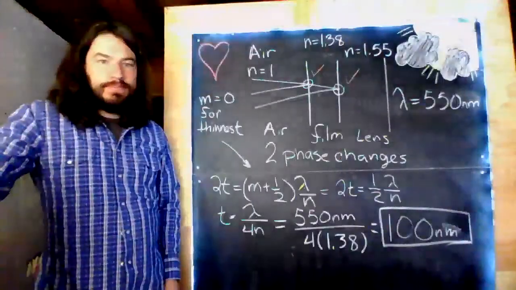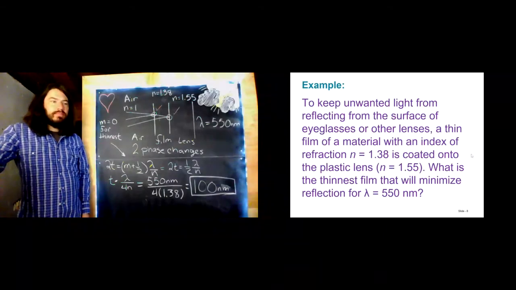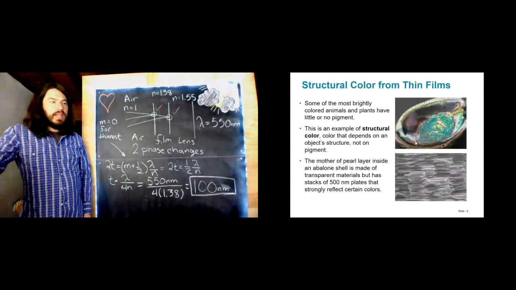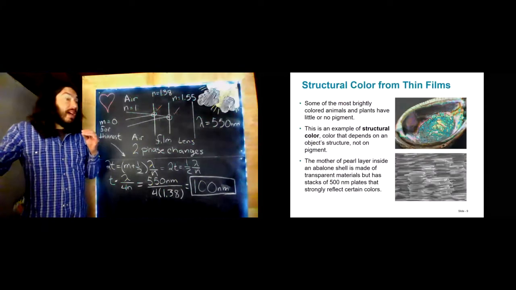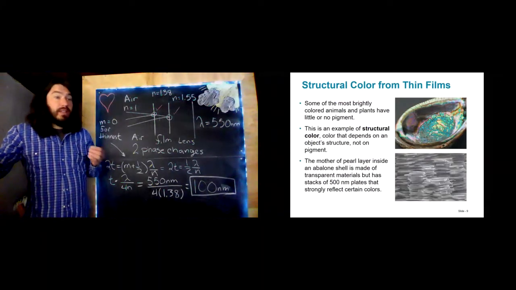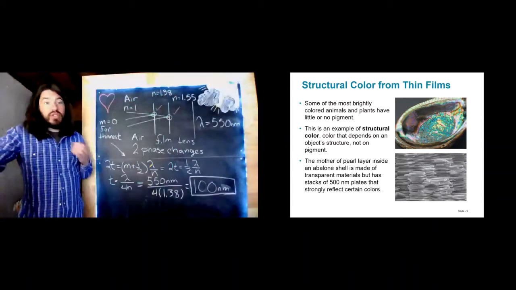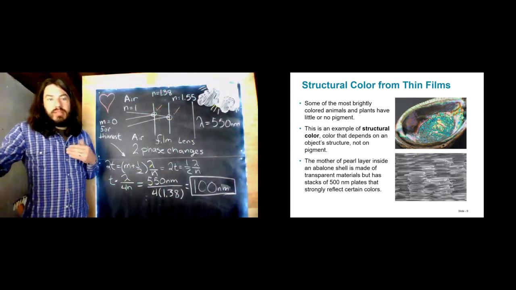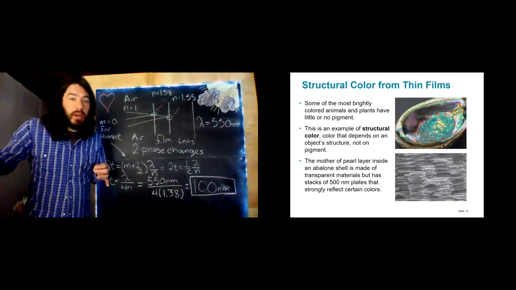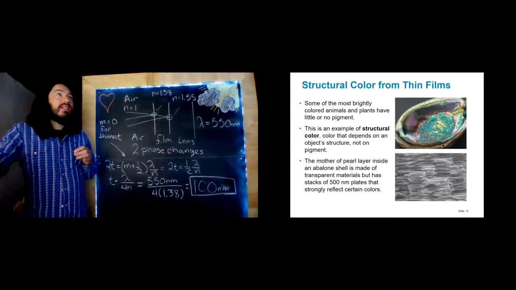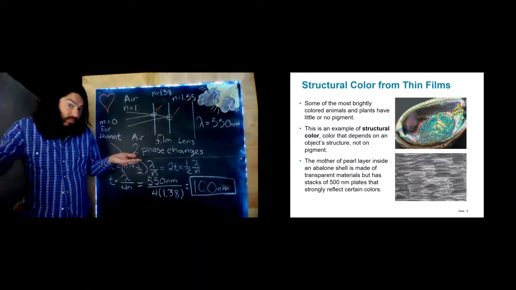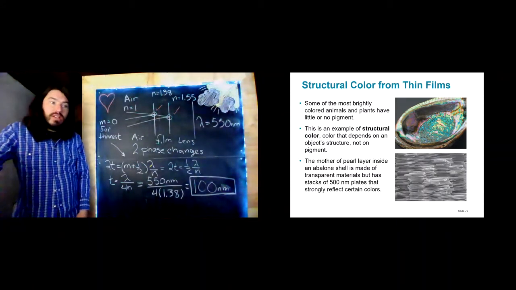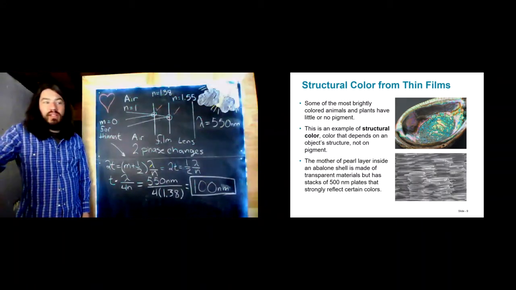Okay. So this happens in animals all the time. Lots of animals have structural color. And so we kind of started off this chapter talking about structural color from a hummingbird. It turns out that that is reflection grating physics, essentially. But we can also get structural color from thin films.